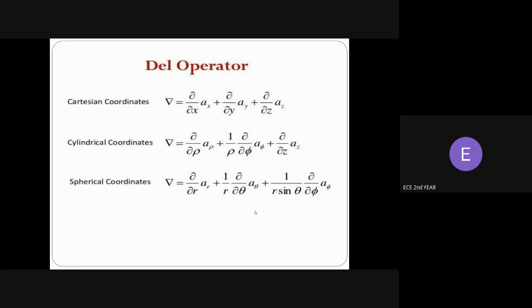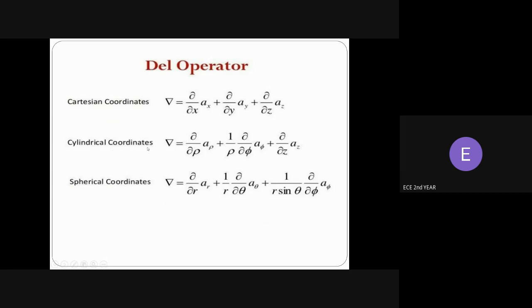Okay, finally, let us see the two operators here. One is called del and the other one is called curl. For the del operator, different formulas are given for each coordinate system. For Cartesian coordinates, the symbol for the del operator is this inverted triangle, which equals dou by dou x a_x plus dou by dou y a_y plus dou by dou z a_z.